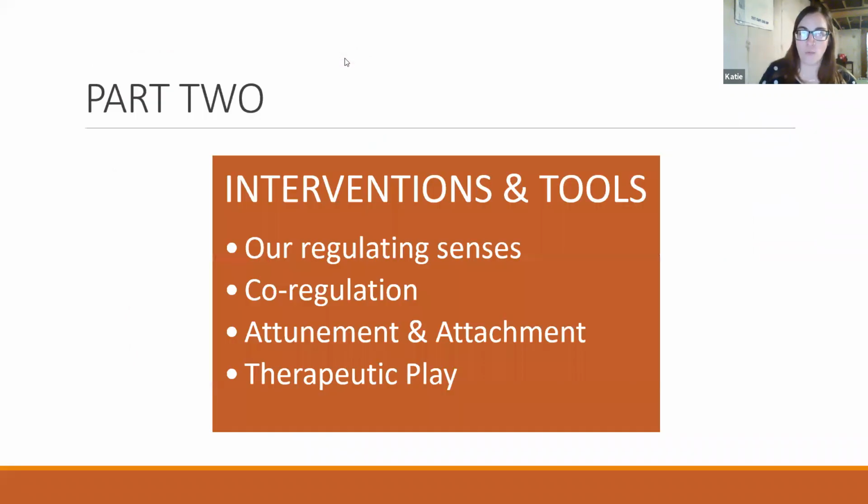Part 2 is way more fun, because what we're going to focus on are those next main 4 regulating senses. We're going to really dive into co-regulation. We're going to go more into attunement and attachment, and then what that therapeutic play looks like as we use these 5 senses that we talked about, plus the 4 more. And that is that. All right.